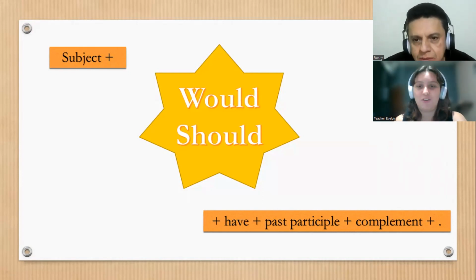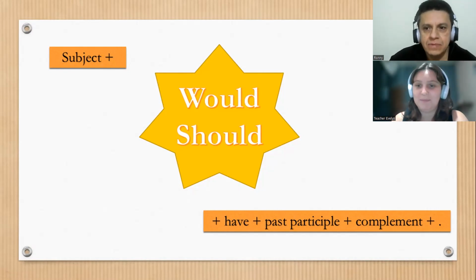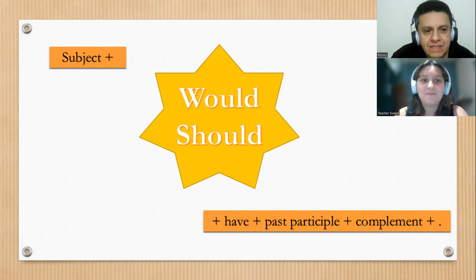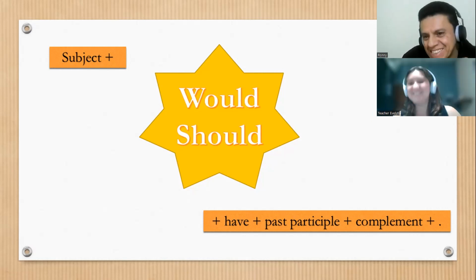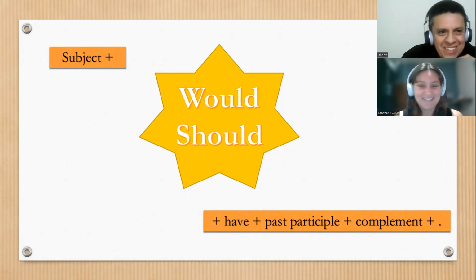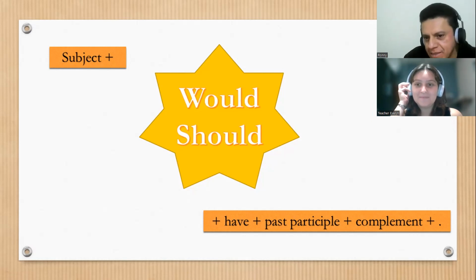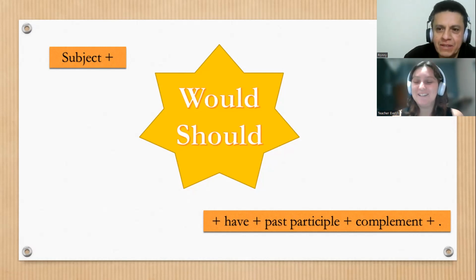And we have a formula. Can you help me read the formula, Ronnie, please? Subject plus could or should plus have plus past participle plus complement plus what? Period. Yes. Remember that in writing, in grammar, we say period.